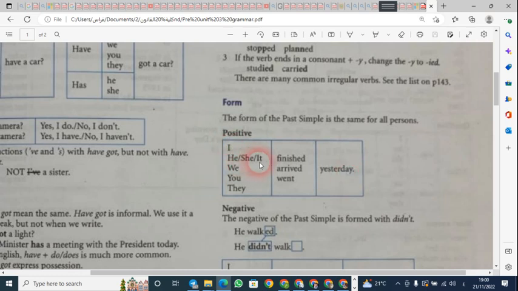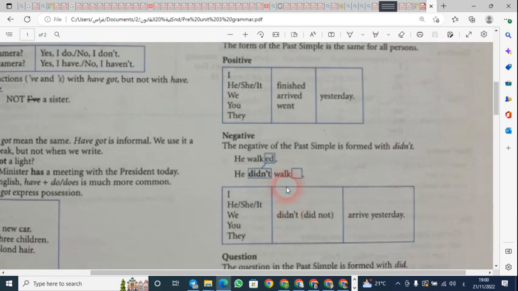I finished, he, she, it finished, we finished, you finished, they finished yesterday. The negative كيف نصنع الجملة المنفية؟ is formed with didn't.